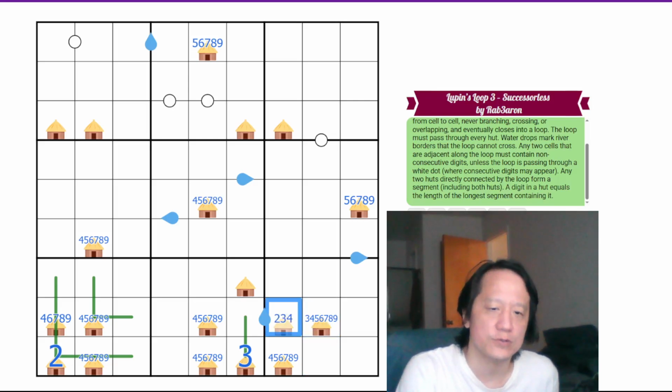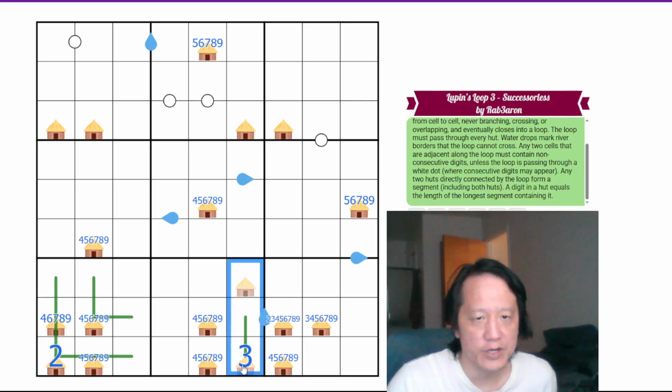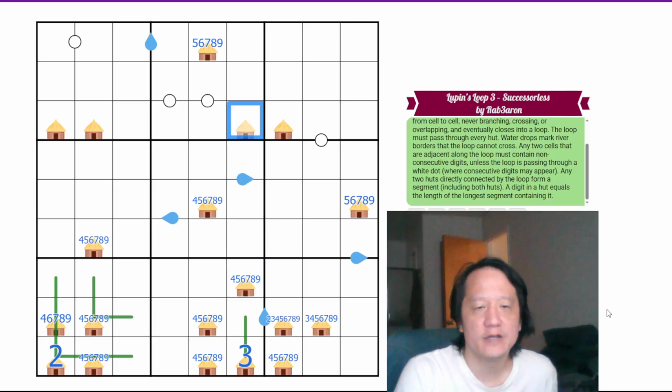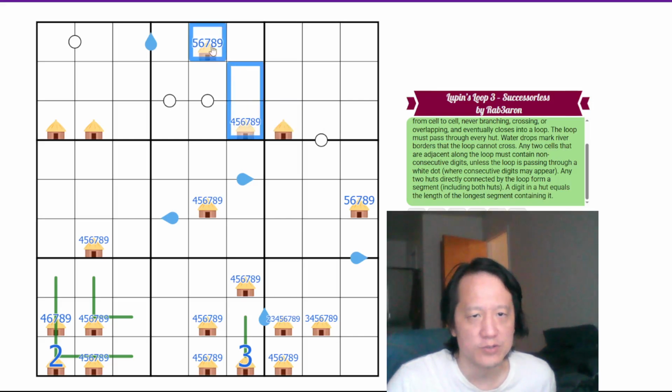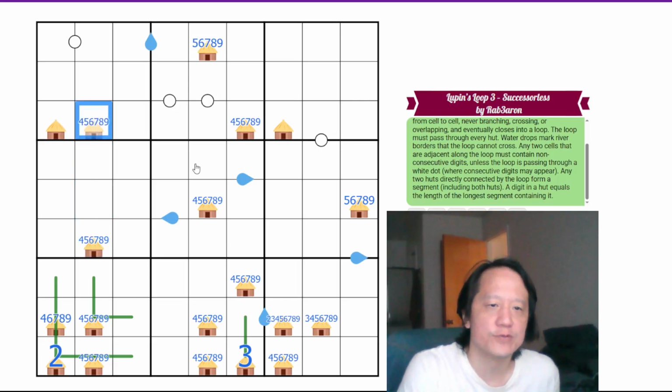This could be 2. This has to be at least 3 away, and then it could be another 3 away. But it can't be 3 because of 3 in the box. So this is 4 through 9. Same with this. This is 4 through 9 because one is 2 away, but the other ones are 4 away at minimum.